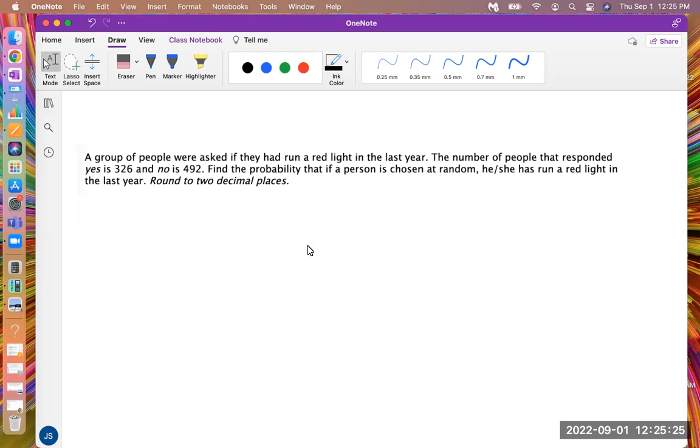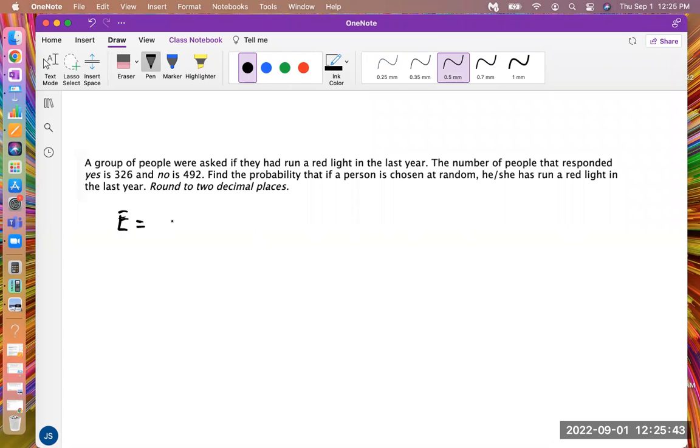then he or she has run a red light in the last year, and find your answer to 2 decimal places. Well, don't jump too quickly to just writing down the answer here. What we need to do is use the formula. If we have an event E, the event E is that a person is chosen at random and they ran a red light.